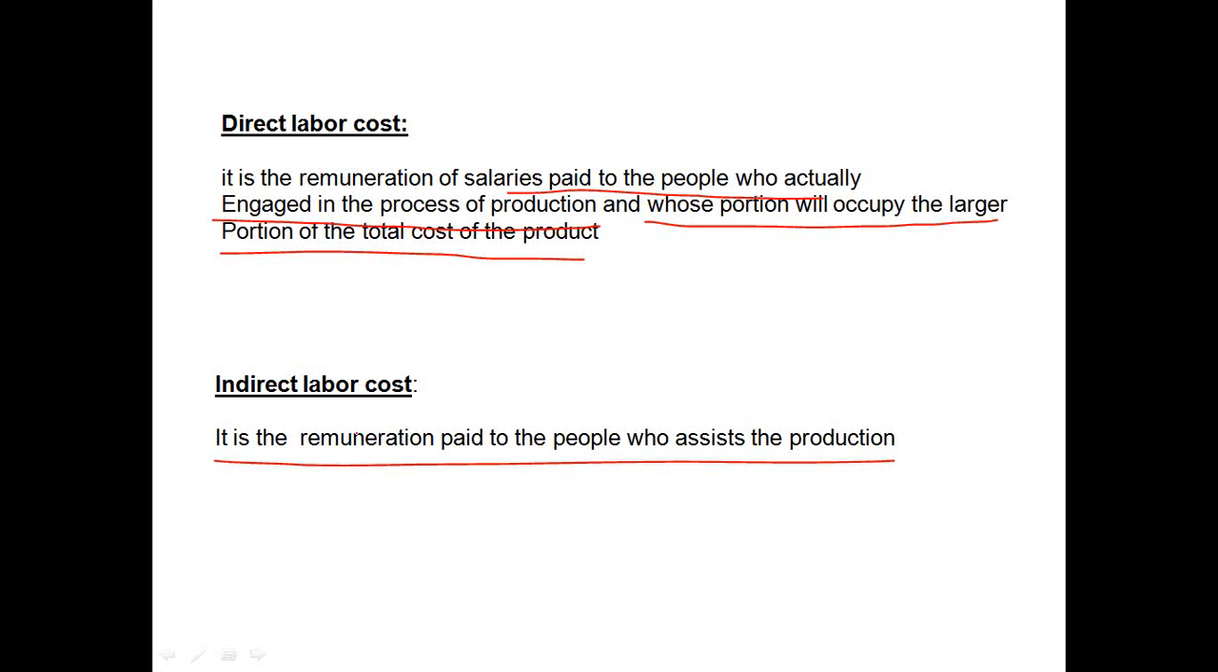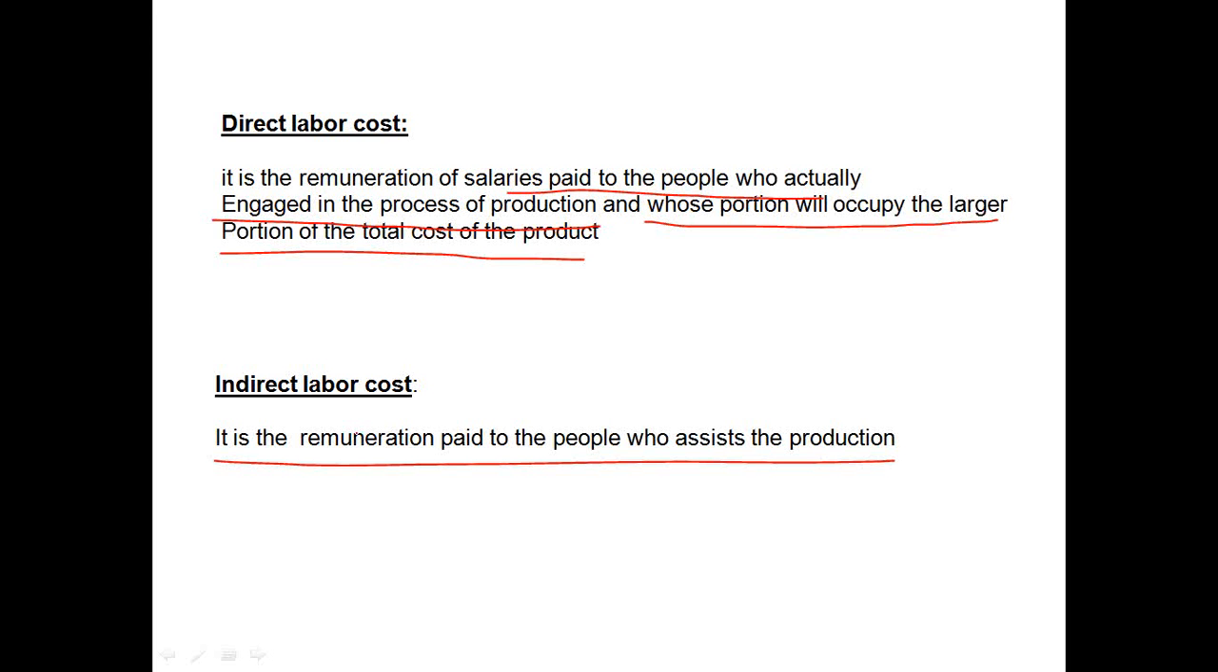Now, in order to supervise the work of all these 10 workers, we have one supervisor. For the supervisor, we are paying a salary of $1,000 a month. And he is not actually putting his hands physically in the production. He is just supervising the work of 10 workers. So he is looking into the production process going on smoothly. That's why the salary paid to this production supervisor is called indirect labor cost. And the indirect labor cost per unit is also very low.